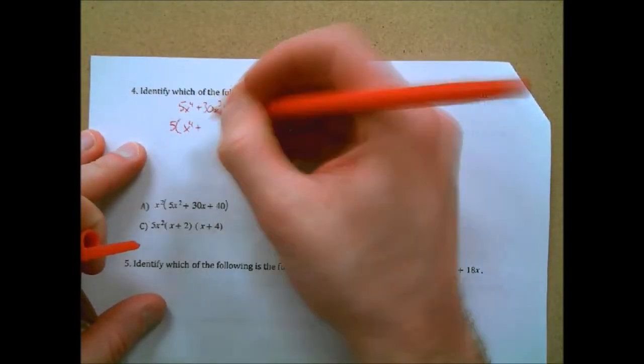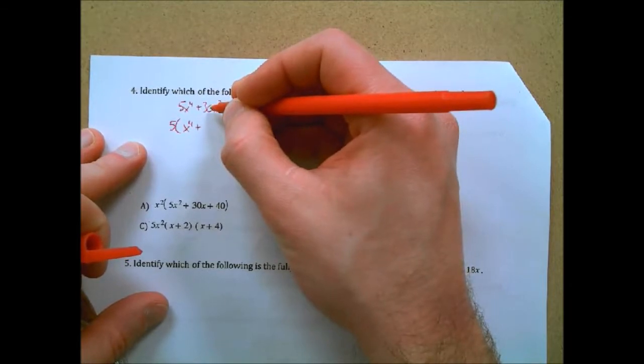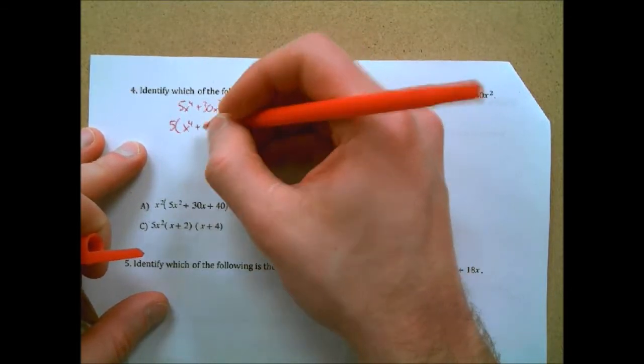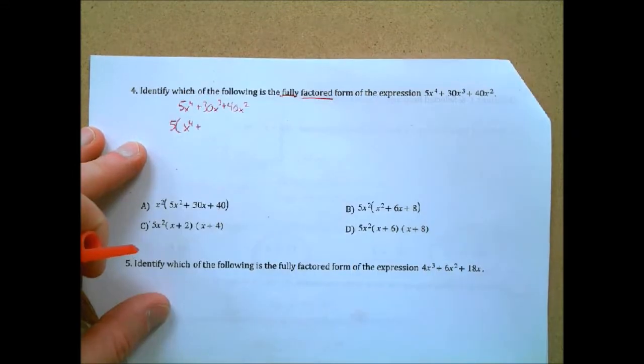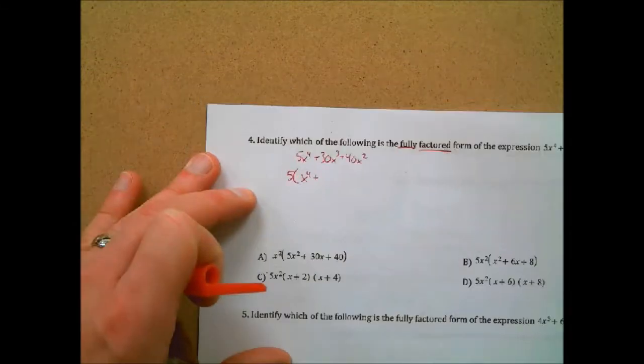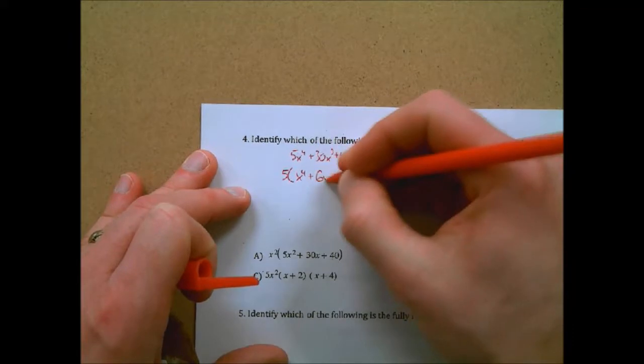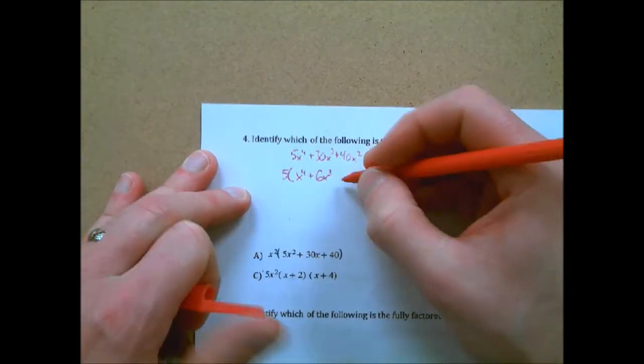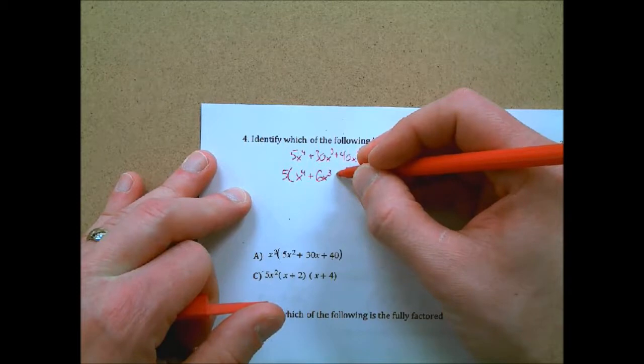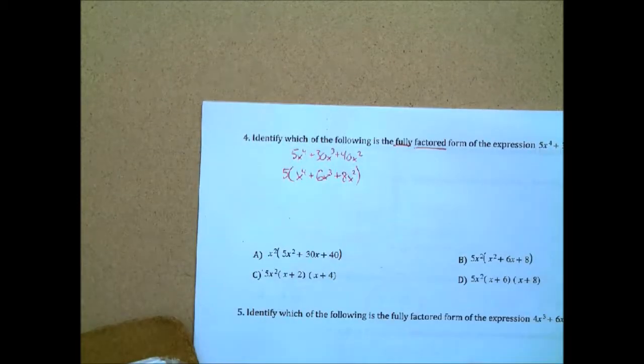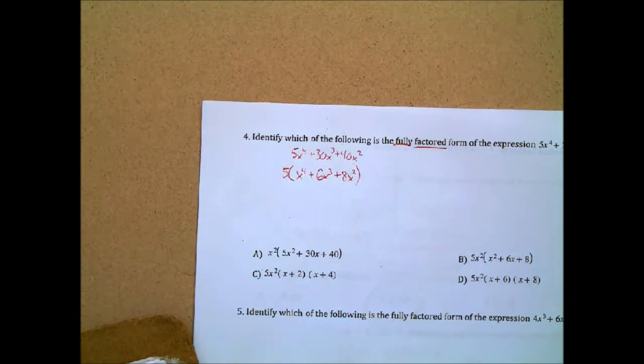30 divided by 5, Tyler, is? 6. Yep. Here, I can zoom in some here for you, too. There you go. Is that better? 6x to the 3rd, and then 40 divided by 5? 8. Okay, now, Tyler, is there any other number that we can divide 1, 6, and 8 by? Does 1 divide by 2 evenly? No. So in other words, is there any other number we can divide out here? No. Okay. All right, great.